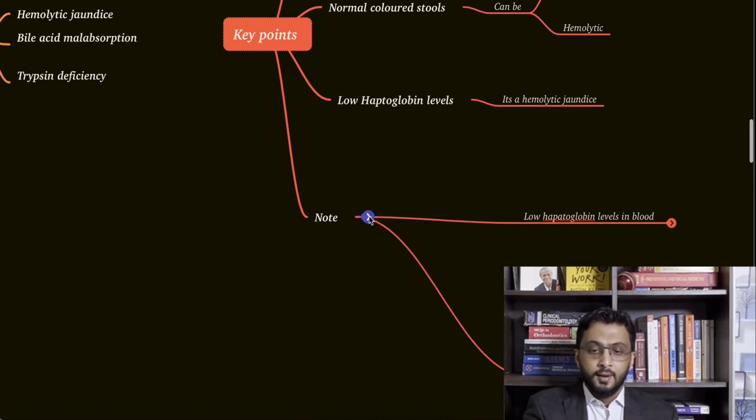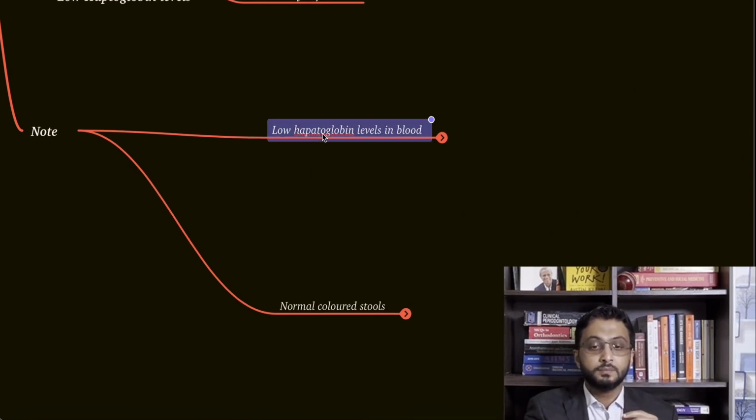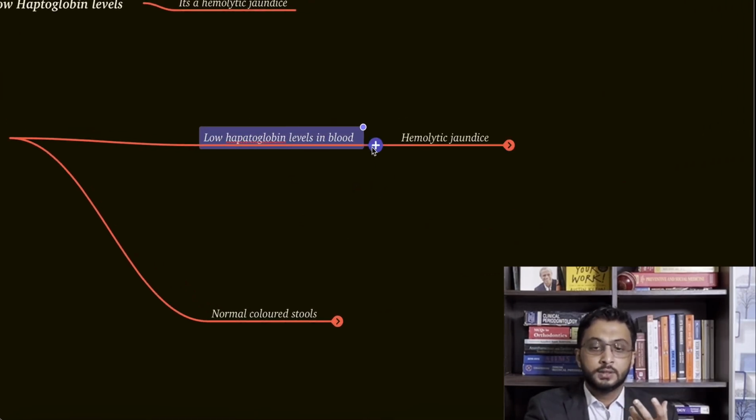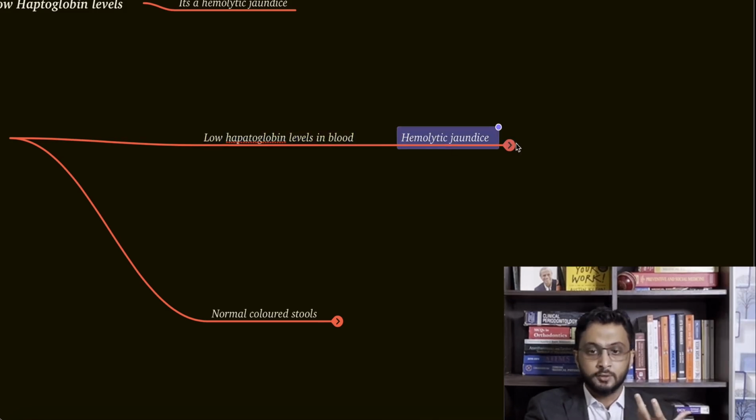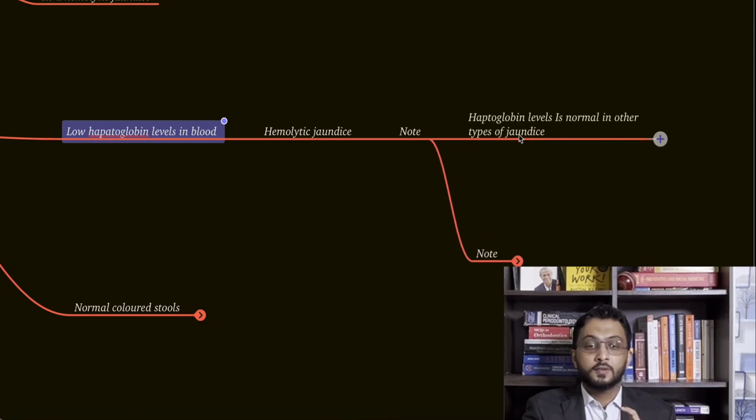Okay, now I want to give you the concept behind low haptoglobin levels here. Low haptoglobin levels are basically seen in hemolytic jaundice. So what does hemolytic jaundice mean? In hemolytic jaundice there is lots of hemolysis, breaking down of RBCs. And you get free hemoglobin, because hemoglobin is inside the RBC. So when the RBC is broken, hemoglobin is released. Free hemoglobin is very toxic. Okay, very toxic. So there is a protein called haptoglobin. What it does is it detoxifies.